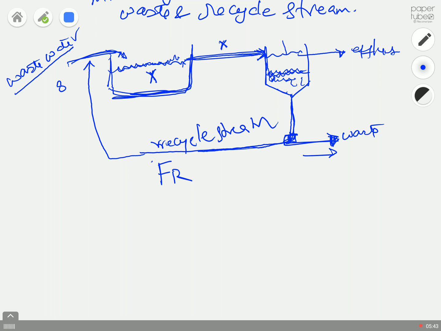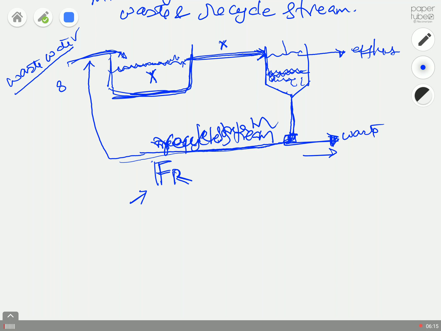So we call this a recycle stream. This one is FR. FR means flow rate of the recycle stream. And why do we need to recycle here? Because normally with wastewater, we have to treat a really large quantity every day. For that we need a very big tank, and obviously we cannot construct a massive tank.